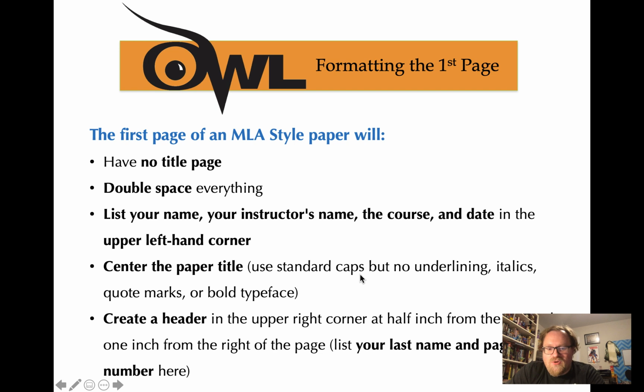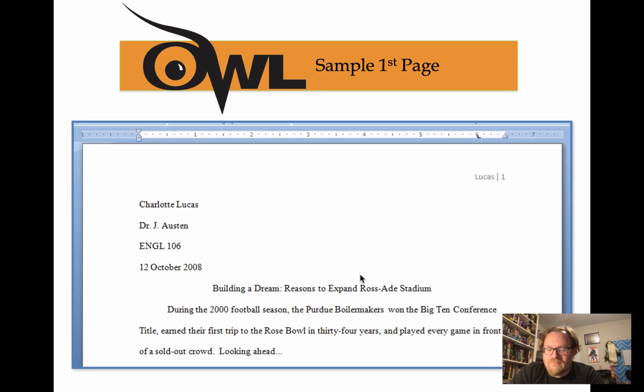And then if we need to create a header, we double-click up on the top box above the heading, and we insert the page number followed by your last name on the right-hand side. And it would look something like this. So you'll see here that person's name. Here's the header. It's up in that box of the margin. Here's the professor. Here's the course. Here's the date. Here's the title, centered. Drop down, indent, start typing. Okay? Simple as that.